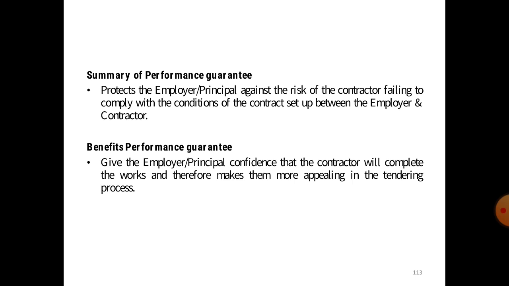Next is a summary of performance guarantee. It protects the employer or a principal against the risk of a contractor failing to comply with the conditions of contract set up between the employer and the contractor. And the next topic is the benefit of performance guarantee. It gives the employer confidence that the contractor will complete the work, and therefore makes them more willing to apply in a tendering process.